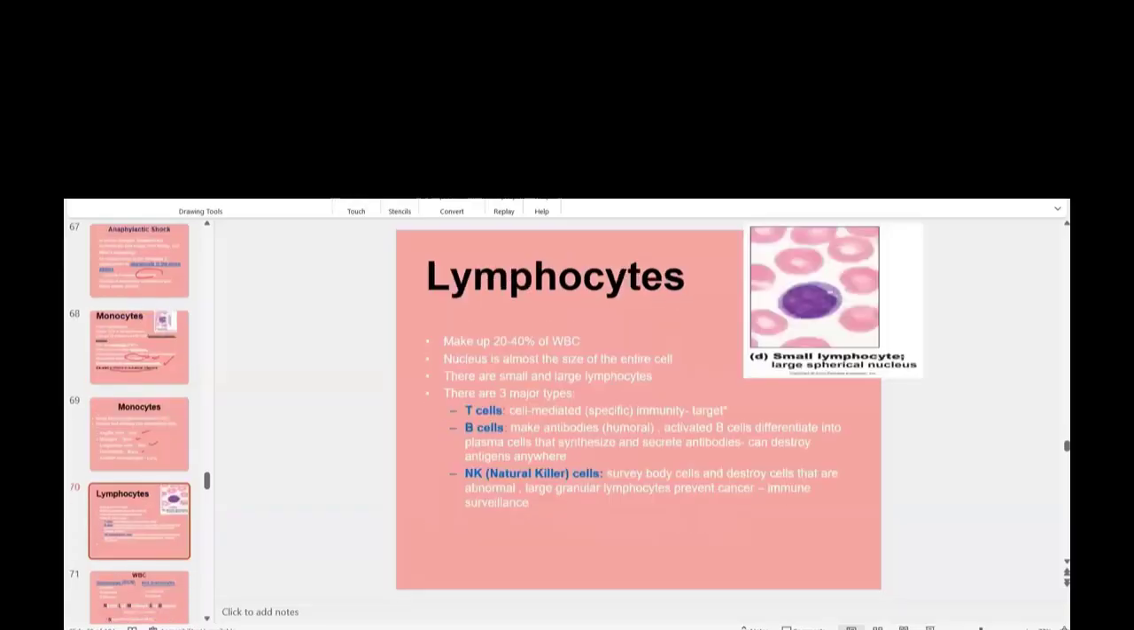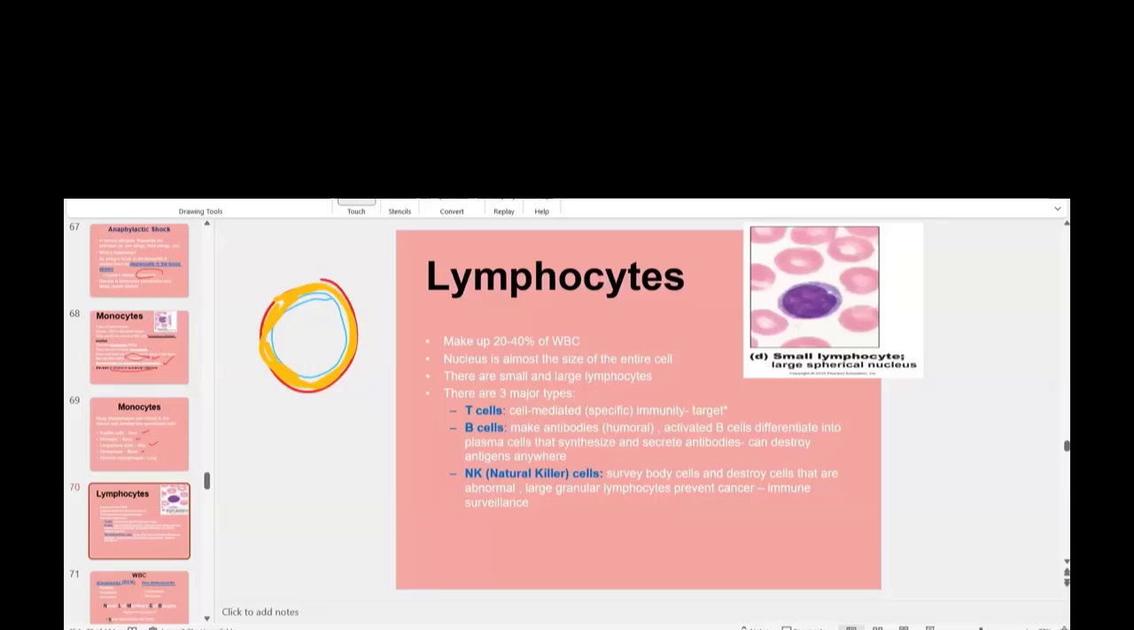Lymphocytes make about 20 to 40% of WBC, and the nucleus is almost the size of the entire cell. That means if this is the cell, then the nucleus would be almost the size of the cell. And you would find a thin layer, a thin halo of cytoplasm just at the boundary. Okay, and there are small and large lymphocytes.